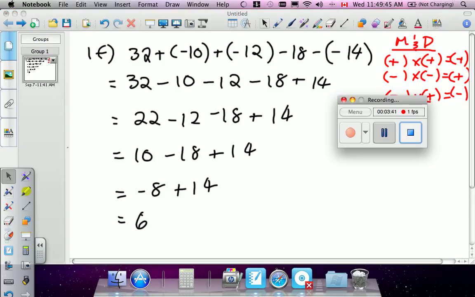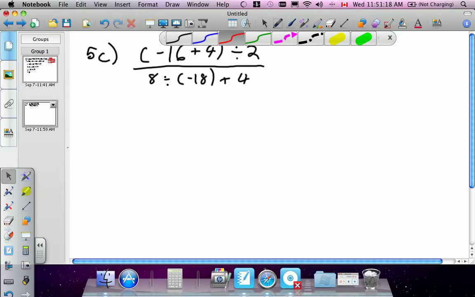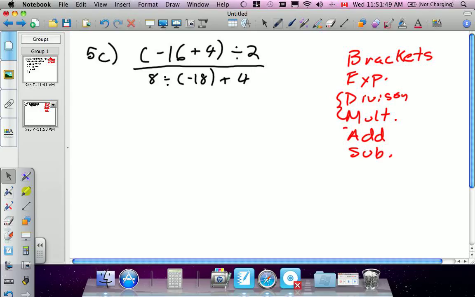Okay, so on 5C, we're going to have to follow our BEDMAS again. I'll write the rules out just in case you guys have forgotten them. Deal with the brackets. Then exponents. We don't have any exponents. Then division and multiplication. Those two work together. They just go left to right. So that's division or multiplying. And then adding or subtraction. Those two also work together, just whichever comes first, left or right.